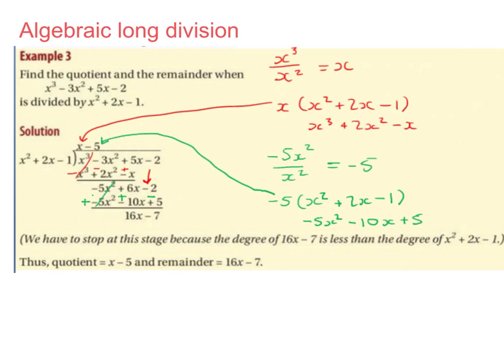So our quotient is going to be x minus 5 and our remainder is 16x minus 7. So to divide x cubed minus 3x squared plus 5x minus 2 by x squared plus 2x minus 1, we're left with x minus 5 and a remainder of 16x minus 7.